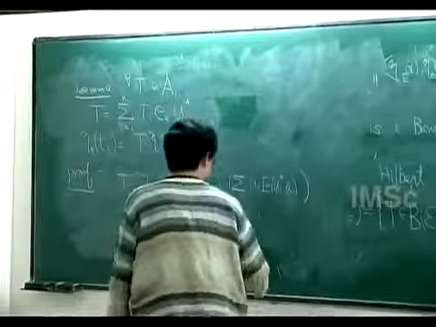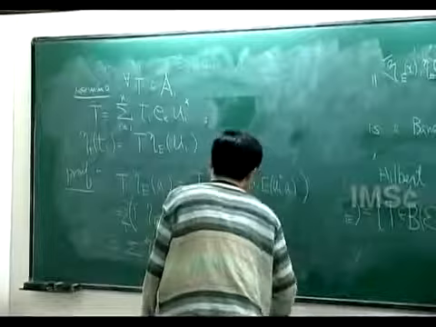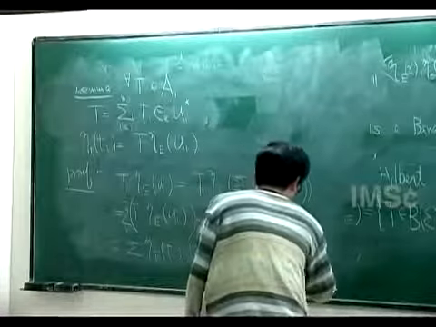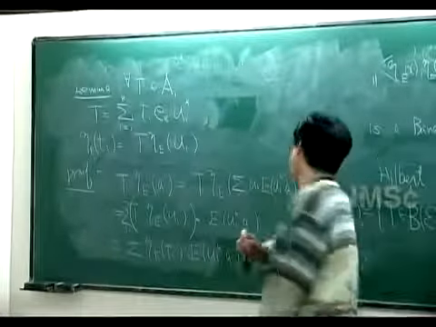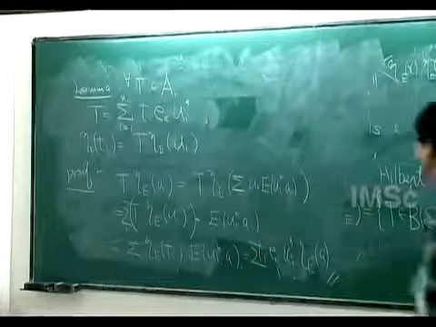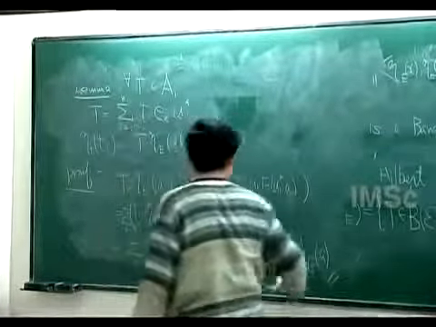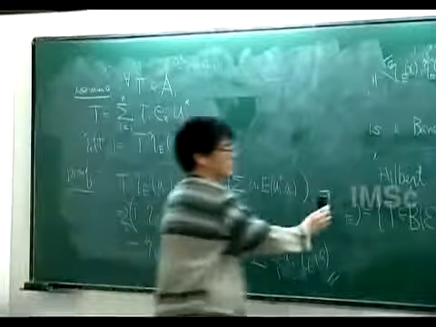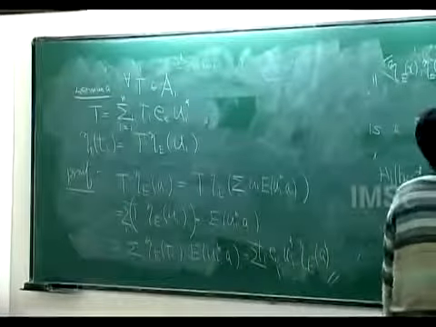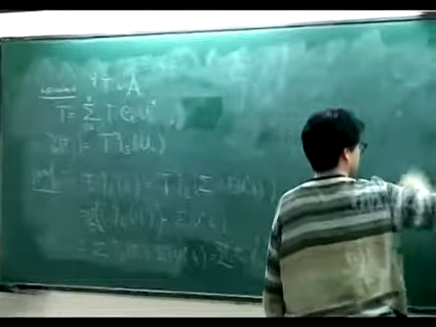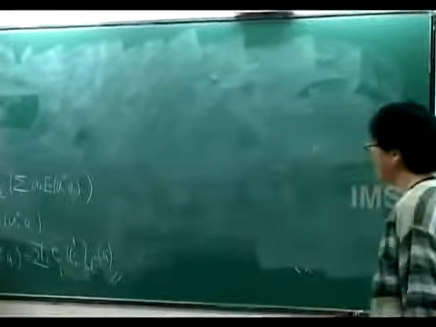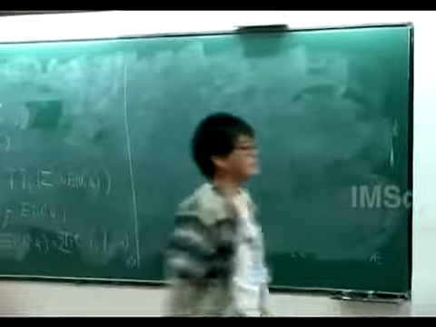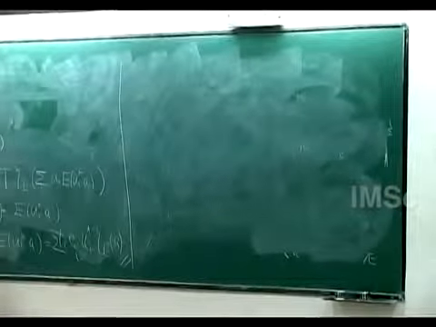Then what you get is that, and this is nothing but UI star applied to eta A. Okay. So this equality shows that T is nothing but this element. Right. So having this demo, then I can make sense of this equality.